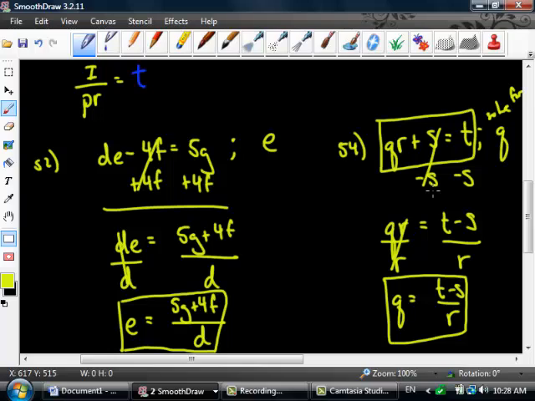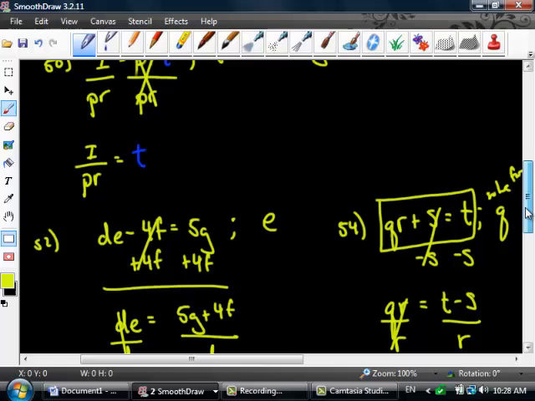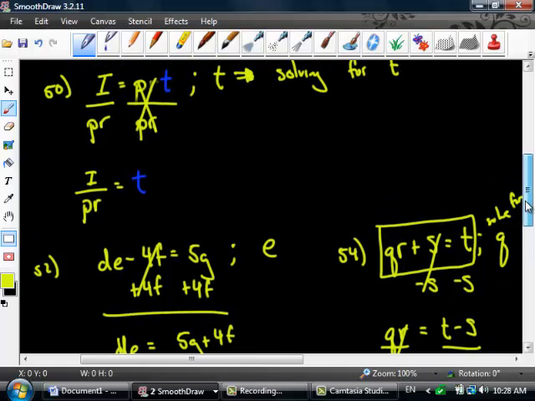For number 50, you divided by P and R. Is it okay if you took the long way and divided by R and then divided by P again? No problem. As long as you end up with this. You should end up with this as your answer regardless. Right? So let's do it your way real quick.